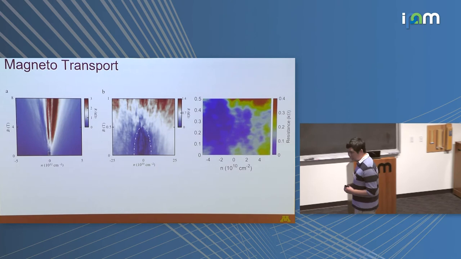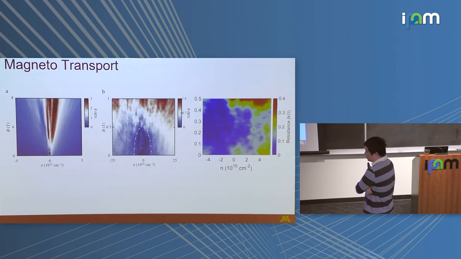Question: besides the fact that you attempted to make a moiré of moirés, what is actually the evidence that there is a moiré of moirés? So I thought it's this basically.